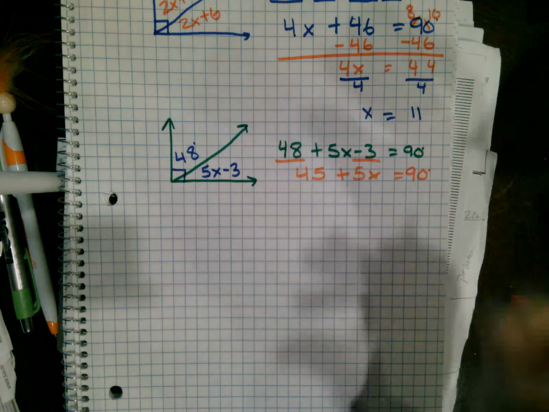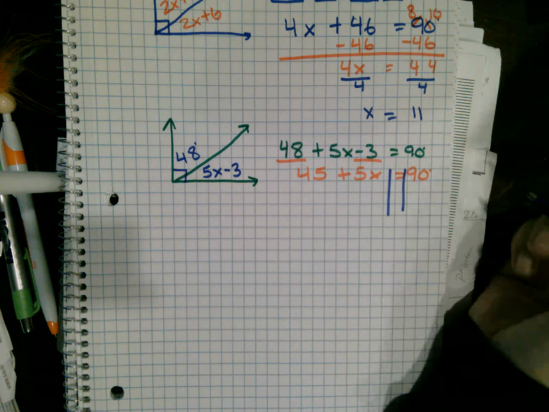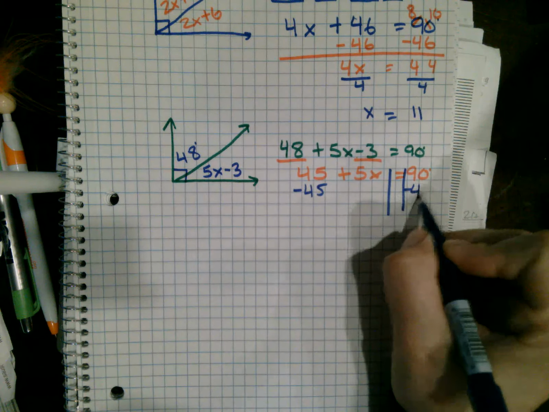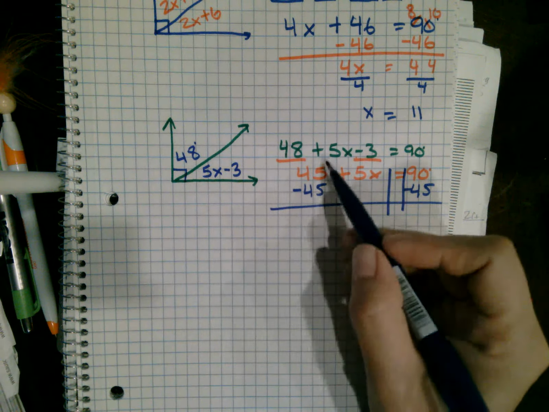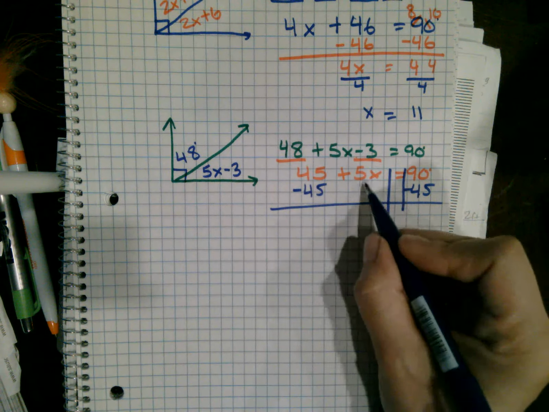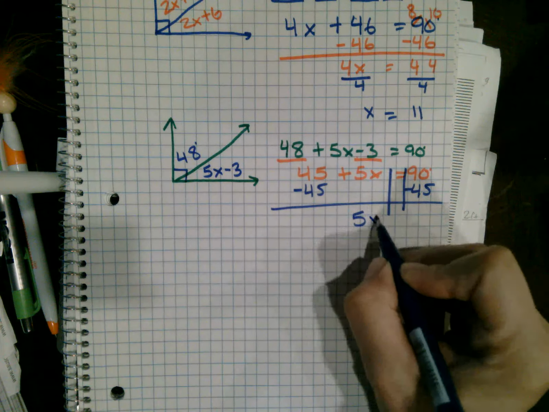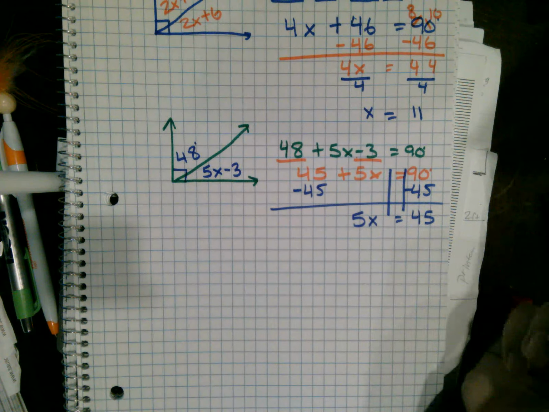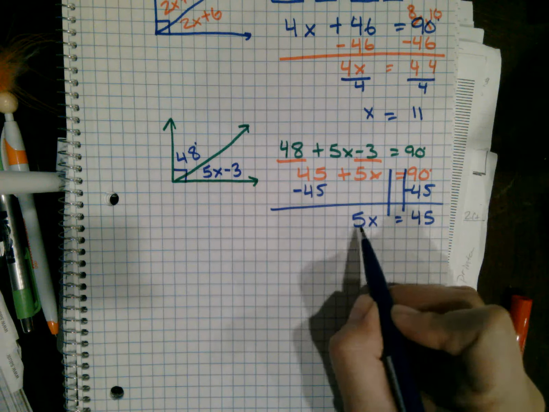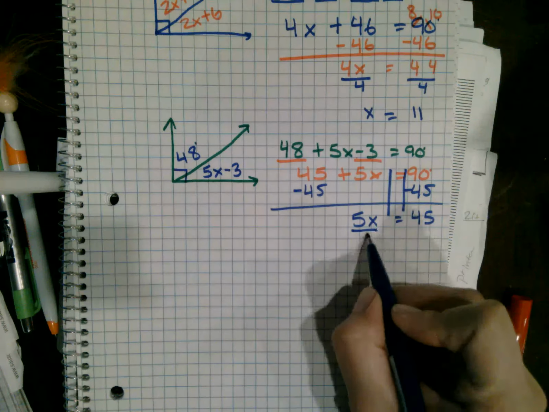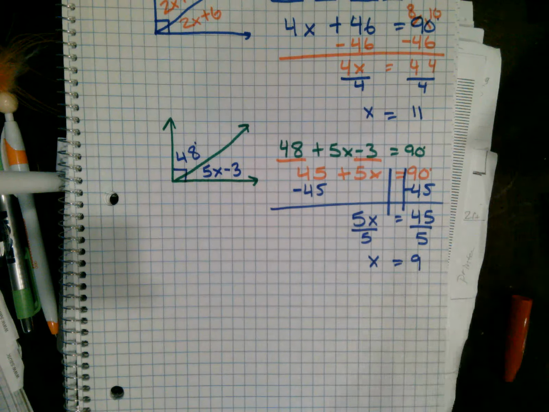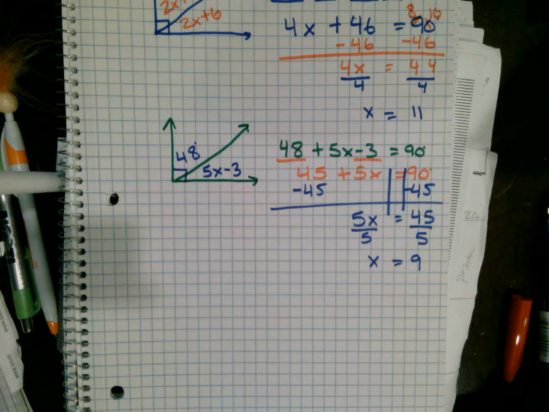So what we're going to do is draw our bars, and we're going to subtract 45, right? Because we want this to equal 0 on this side. We bring what's left over. We have 5x left over. 90 minus 45 is 45. How do I break up this 5x? It's 5 times x. I'm going to divide by 5, divide by 5. So x equals 9. Are we okay?